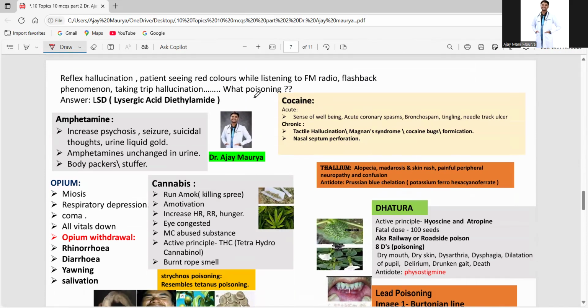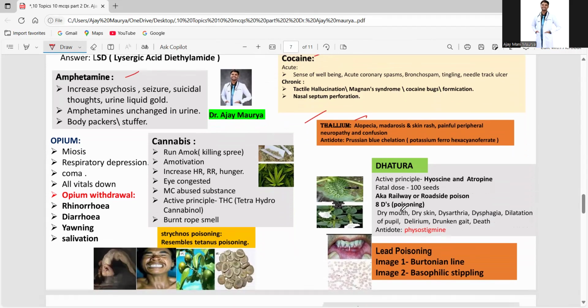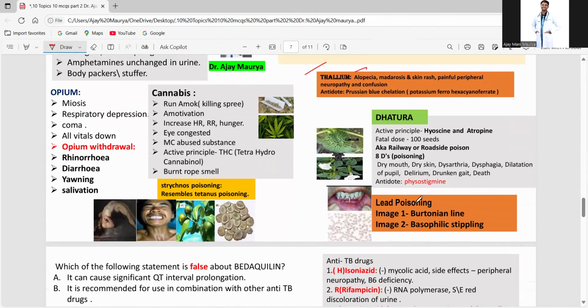The most important poisons to remember are amphetamine poisoning, cocaine poisoning, and thallium. Remember, thallium causes alopecia, along with skin rashes. Thallium is related to alopecia. It is also called railway station or roadside poisoning. Then there is a botanical one, strychnine poisoning, which resembles tetanus.